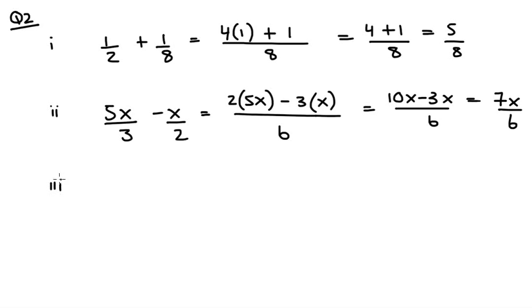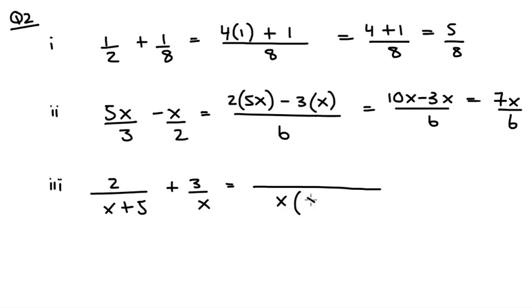And part 3. 2 over x plus 5 plus 3 over x. So in this case, if we look at the previous example, our common denominator was the product of the two denominators, so 3 and 2, to give us 6. So when we have algebra, when we have x plus 5 and x, the common denominator again is going to be the product of the two. When I say product, it means that we're multiplying the 2 on the bottom. So we'll have x by x plus 5.